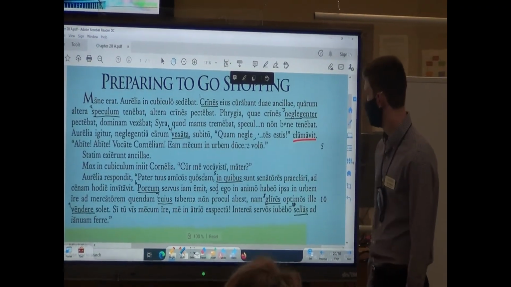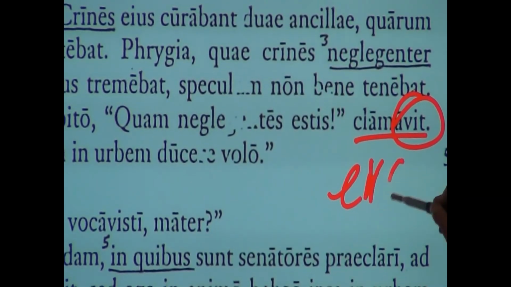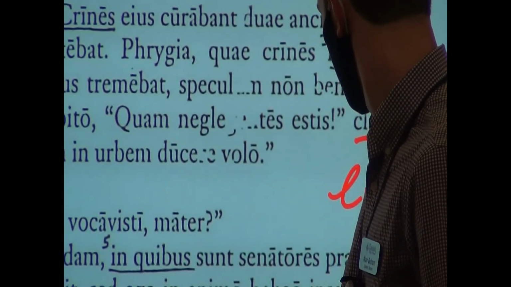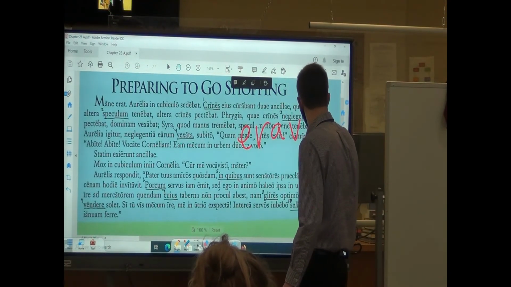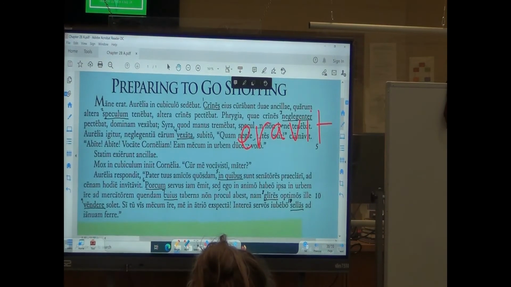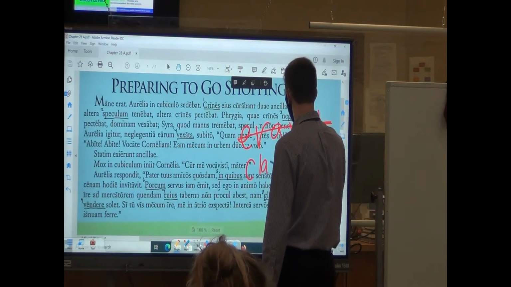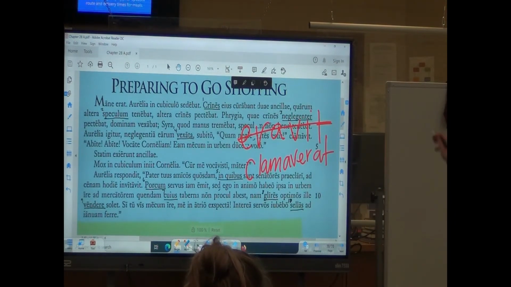Oh no, shouted. Who's right? Because clamavit doesn't have an error. If it had, it would be error avit. That's really bad handwriting, guys. Error avit. That looks wrong. That looks like an error, guys. Just put the vowel on. Okay. That's another perfect, like, my mom era. Wait, I'm wrong. That's wrong. Ignore me. It's clamavit. That's right. That's the answer right there. That's too perfect.